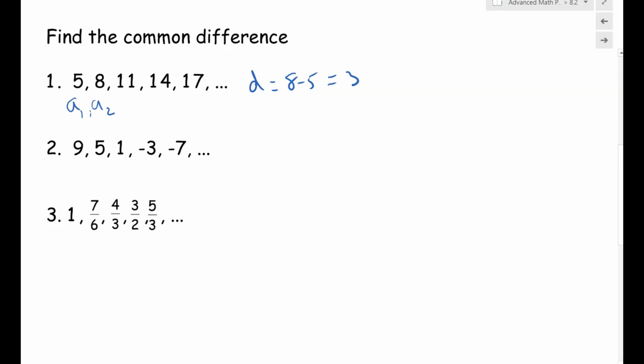We could have done any two. If you look, that 3 is in all of them. 14 minus 11, it's usually pretty easy. So maybe take a second, pause this, and try to do 2 and 3.